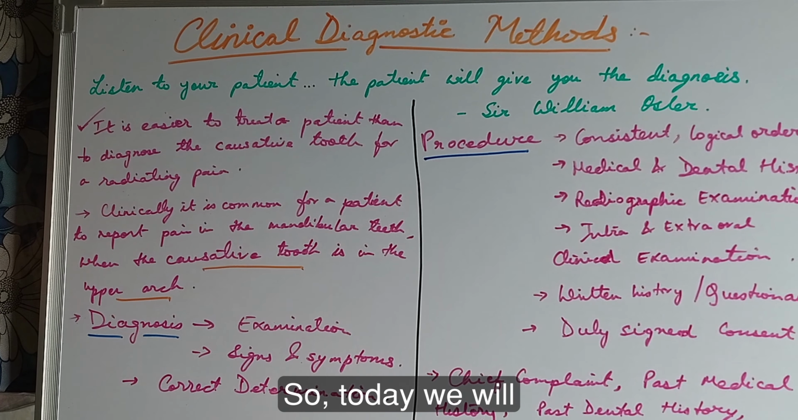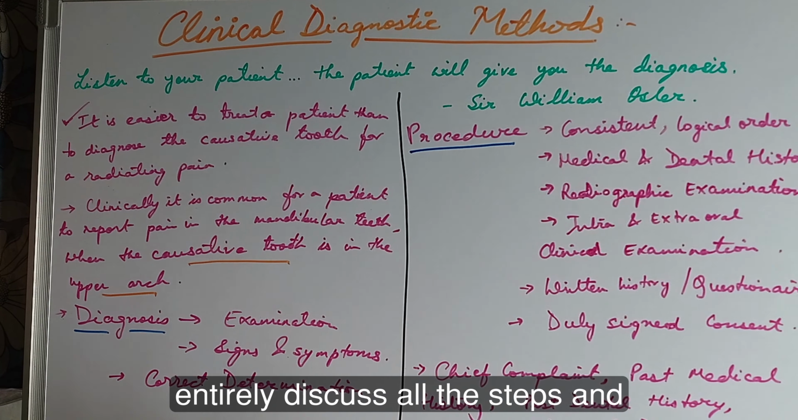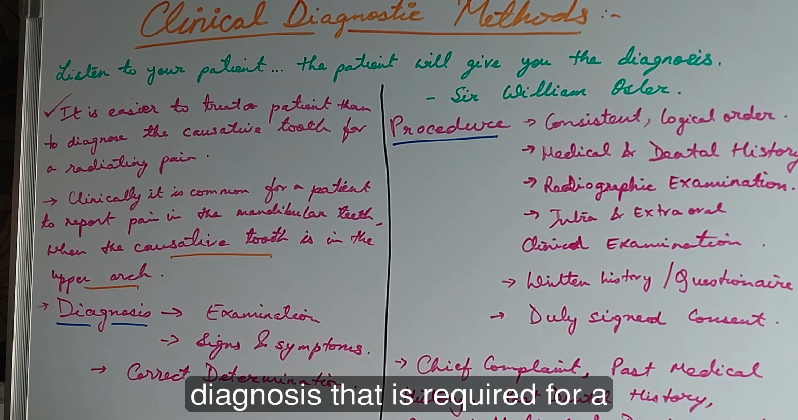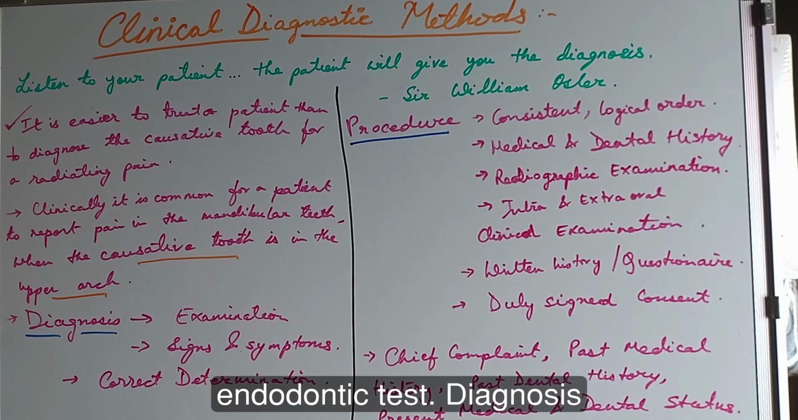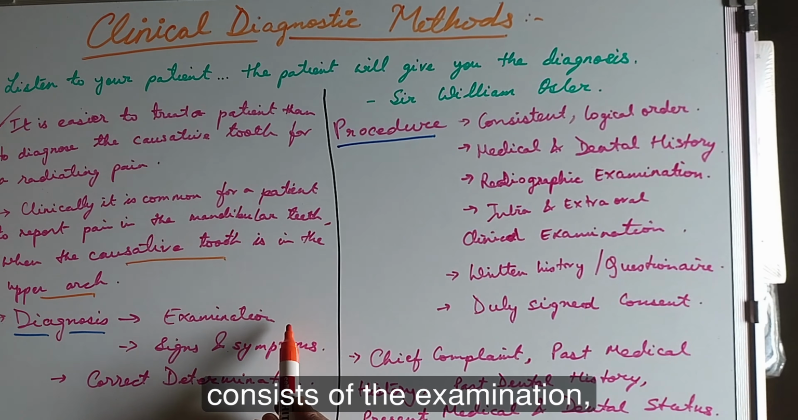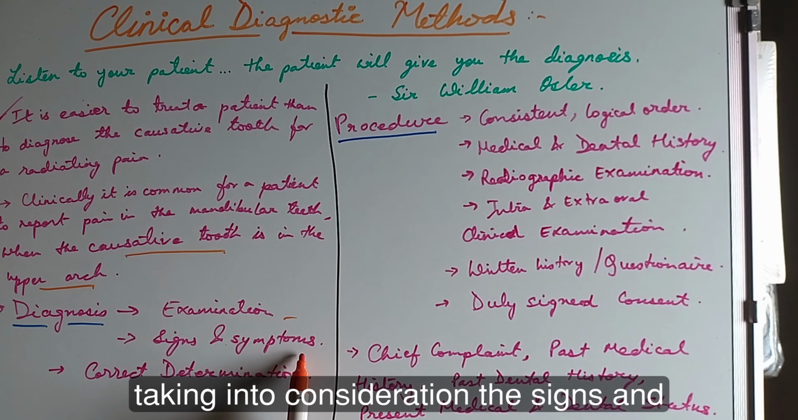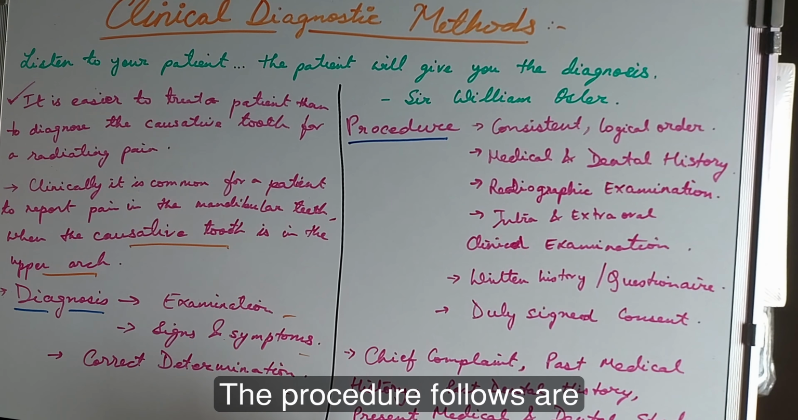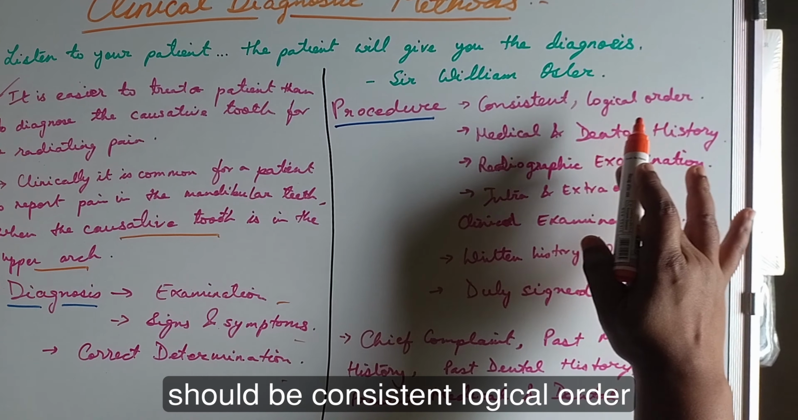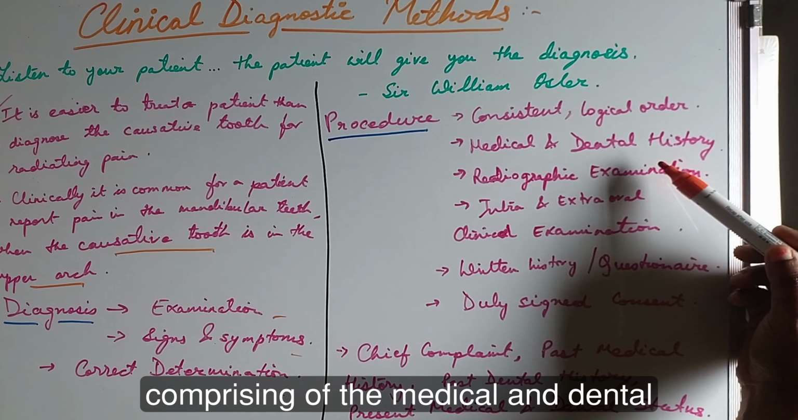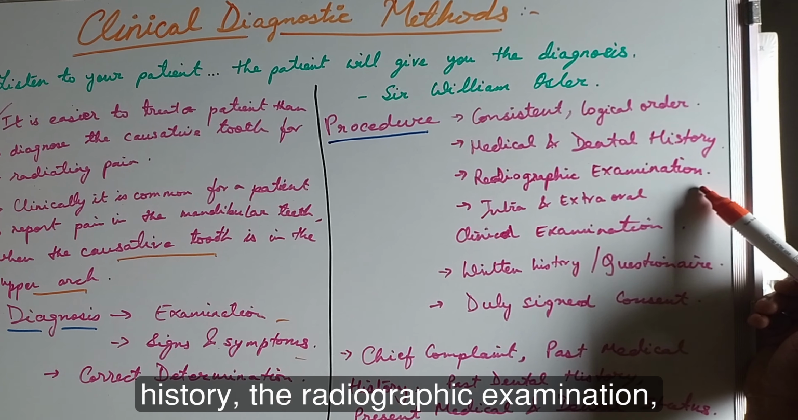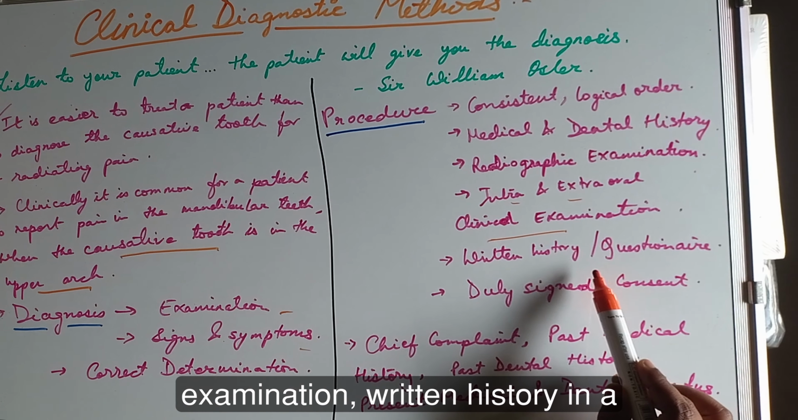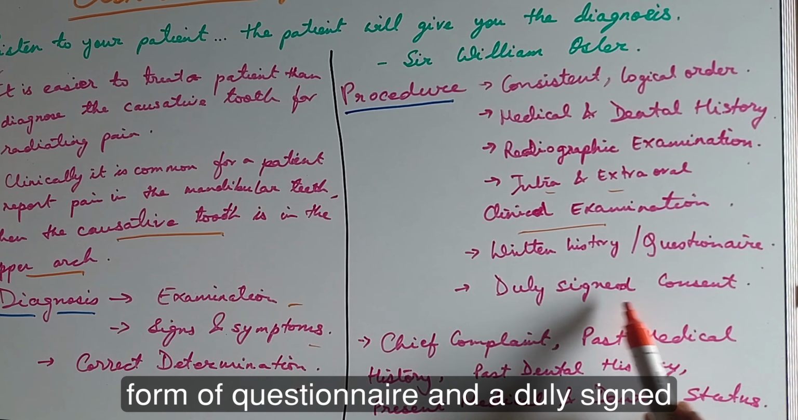So today we will entirely discuss all the steps and procedures and logical order of diagnosis that is required for an endodontic case. Diagnosis consists of the examination, taking into consideration the signs and symptoms and the correct determination. The procedure followed should be in a consistent logical order, comprising the medical and dental history, the radiographic examination, intra and extraoral clinical examination, written history in the form of a questionnaire and a duly signed consent.